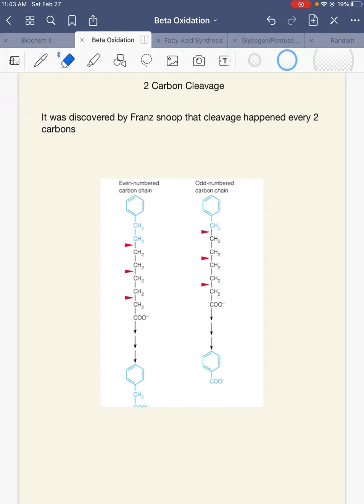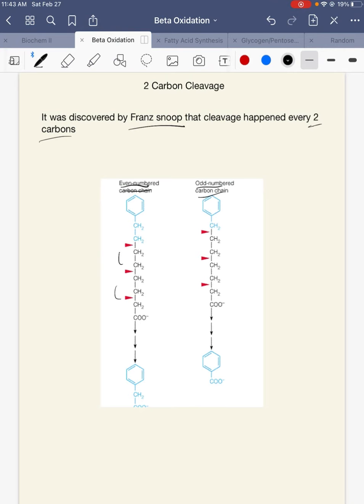If we want to use it as energy, so that would be like your muscle, we'll break it down and run beta oxidation. Okay, or the heart. So it was discovered by Franz Knoop that the cleavage happens every 2 carbons. Okay, he ran a bunch of experiments on different even and odd carbon chains, and basically what he discovered is the cleavage happens every 2 carbons.